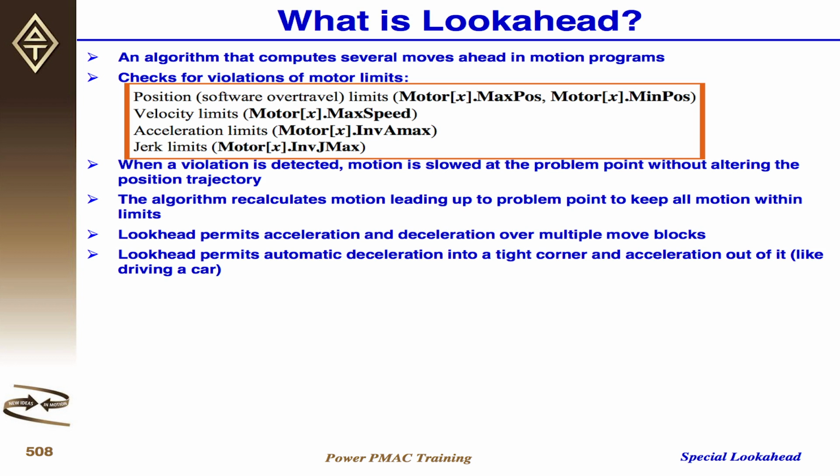Here it mentions the jerk limit, but you can cross this one out. This is a typo here. It will check only for the position limits, velocity limits, and the acceleration limits.